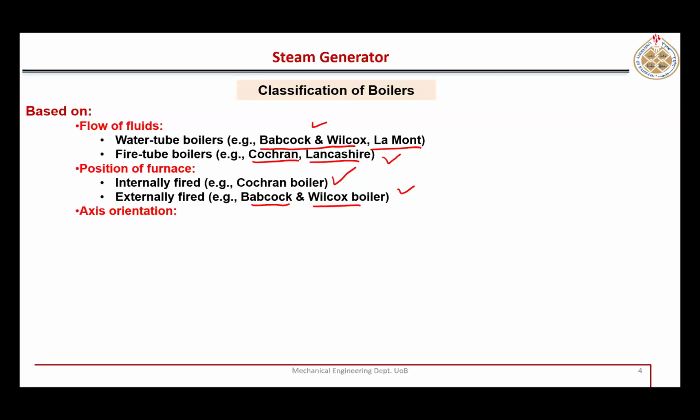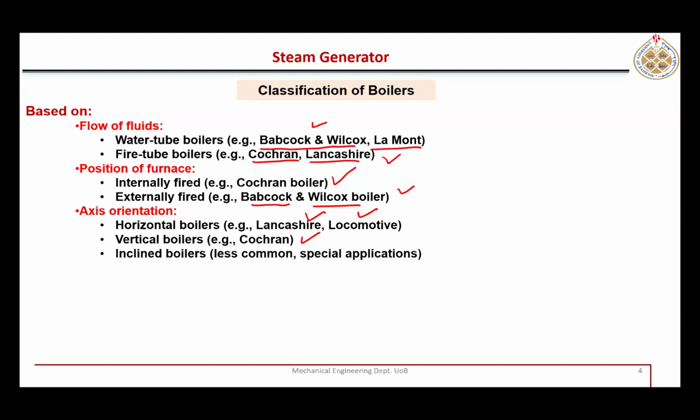Axis of rotation, the boiler shell could be placed horizontally. For example, we will see these Lancashire and locomotive boilers. They are horizontal type boilers. This could be vertical type boilers like Cochrane, and the boilers could be inclined. Their axis could be inclined. These are less common. Those may be used for some special applications.